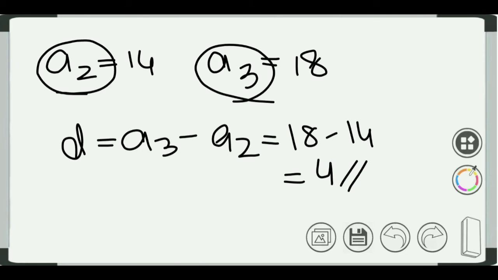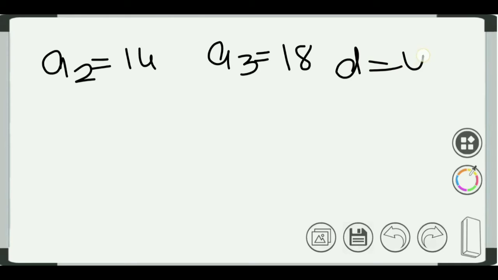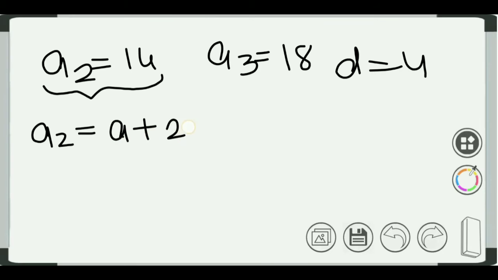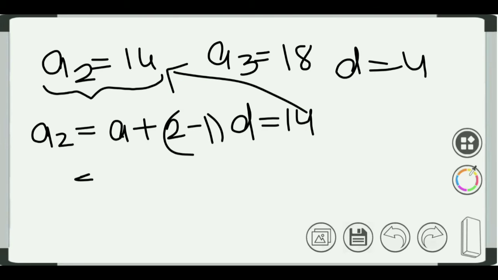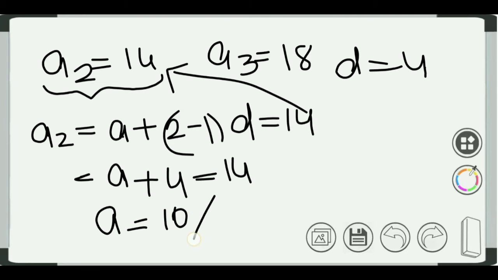Okay. Now you can find the first term. You got the value of A2, 14, A3, 18. Now you got common difference D is equal to 4. Now you can expand this one. A2 is equal to A plus 2 minus 1 into D, which is given as 14 in the question. See. So A plus 2 minus 1 is what? 1. 1 D. D we found out D is equal to 4. So A plus 4 is equal to 14. Therefore A is equal to 14 minus 4, 10. Now you got the value of first term as 10. You got the value of A, D. Now you can find sum of n terms.